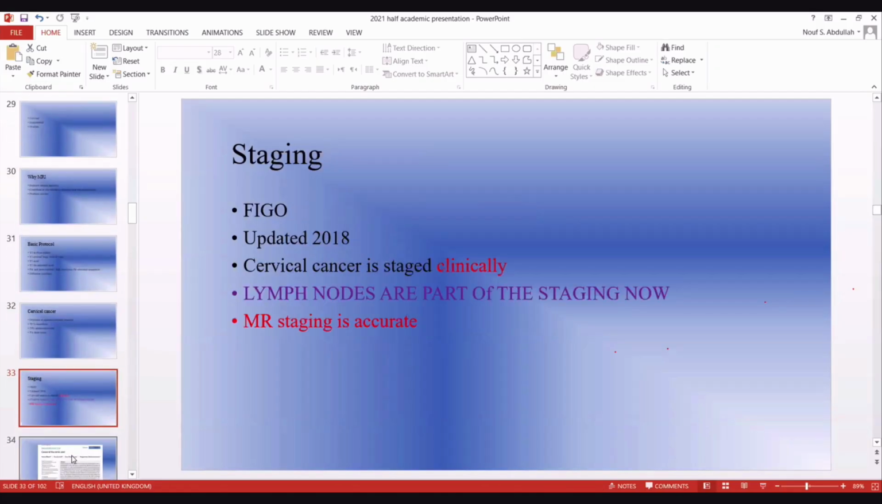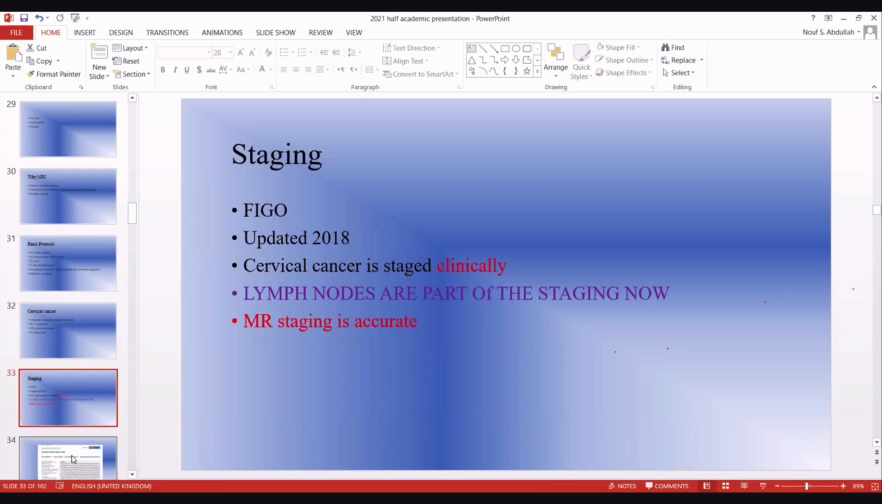The way we stage cervical cancer is with FIGO staging. It was updated recently in 2018. However, the FIGO staging of cervical cancer is clinical staging. We use MRI because MRI is more accurate than the clinical staging, and it's very helpful for the surgeon in planning their management.